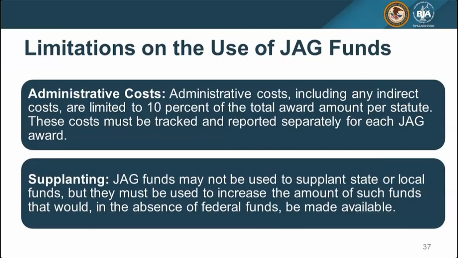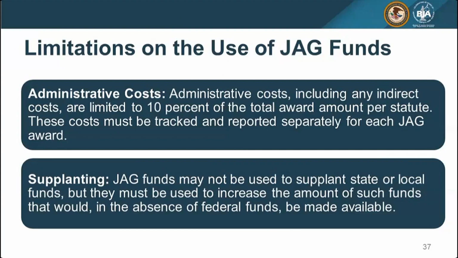So, some limits on the use of JAG funds. Just be aware of administrative costs. At a local level, I don't think this is too much of an issue, but be aware that if you do take administrative costs, there is a cap at 10%. So you cannot use more than 10% of your award for administrative costs, and this is regardless of whether or not you have an indirect cost rate.